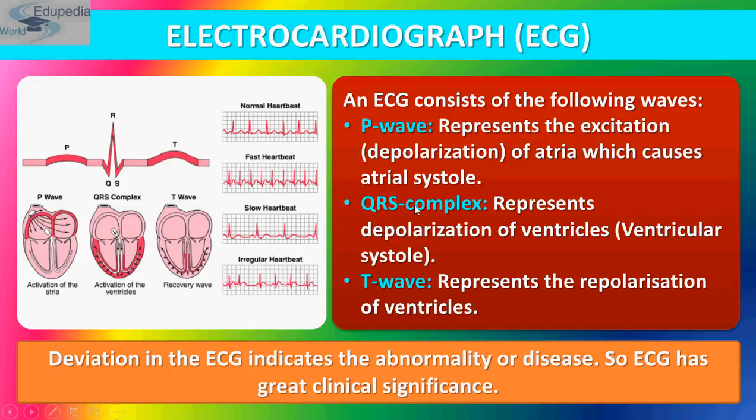Now comes QRS complex. This is your Q, R and S complex. What happens in this? Activation of the ventricles takes place. It begins as a downward deflection, continues as a large upright triangular wave, and ends as a downward wave. It represents a spreading of impulse from SA node to AV node and then to the bundle of His and Purkinje fibers. It causes ventricular depolarization and thus results in ventricular contraction.